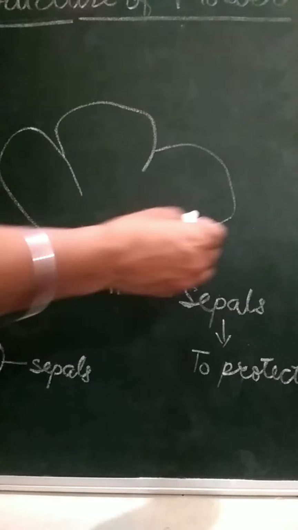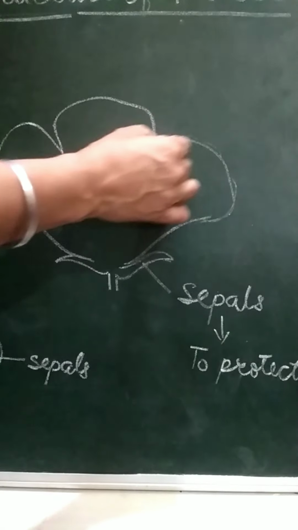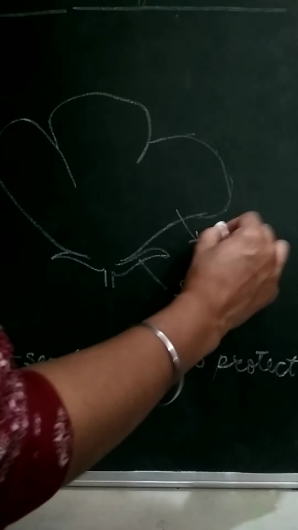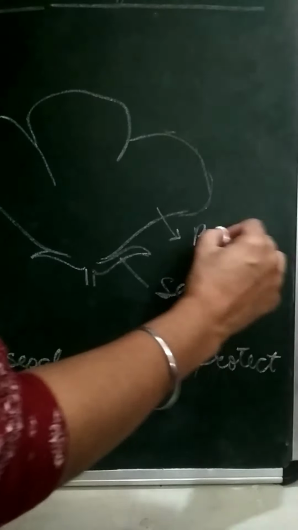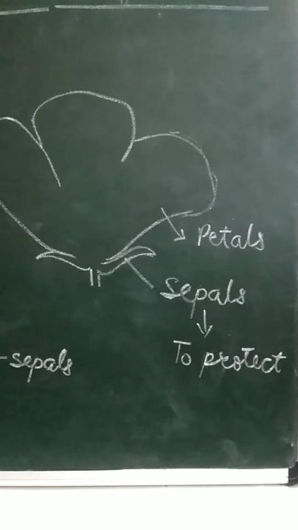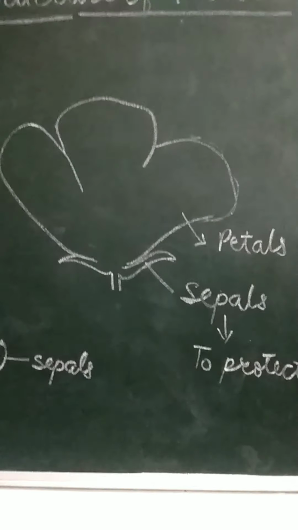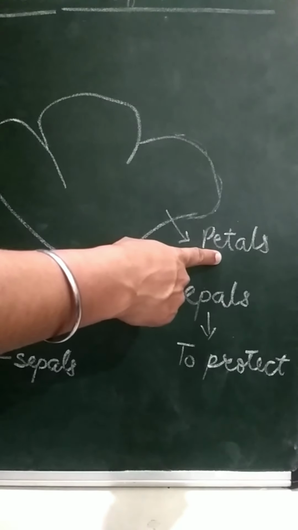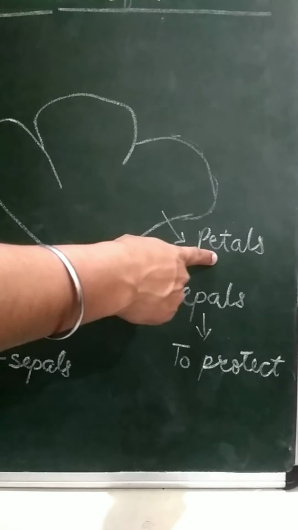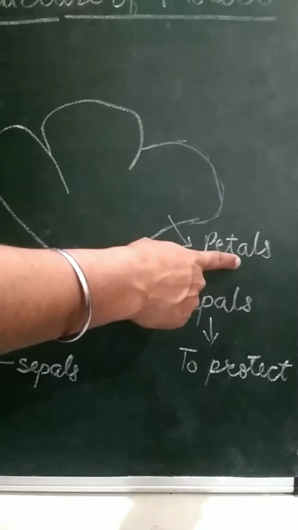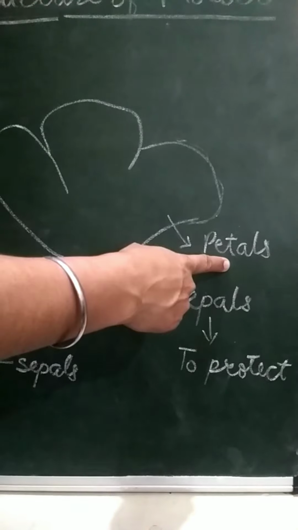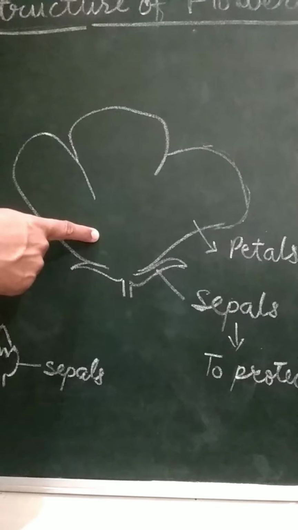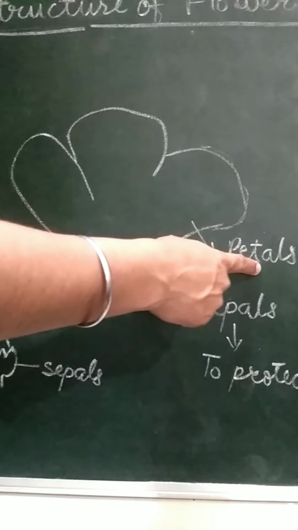The second part, the colored part, is termed as petals, which in Hindi is called pankhudi. The function of these petals is to attract insects for pollination. We will discuss pollination afterwards. So its function is to bring about pollination. This is the colored part, which has fragrance and can attract insects.